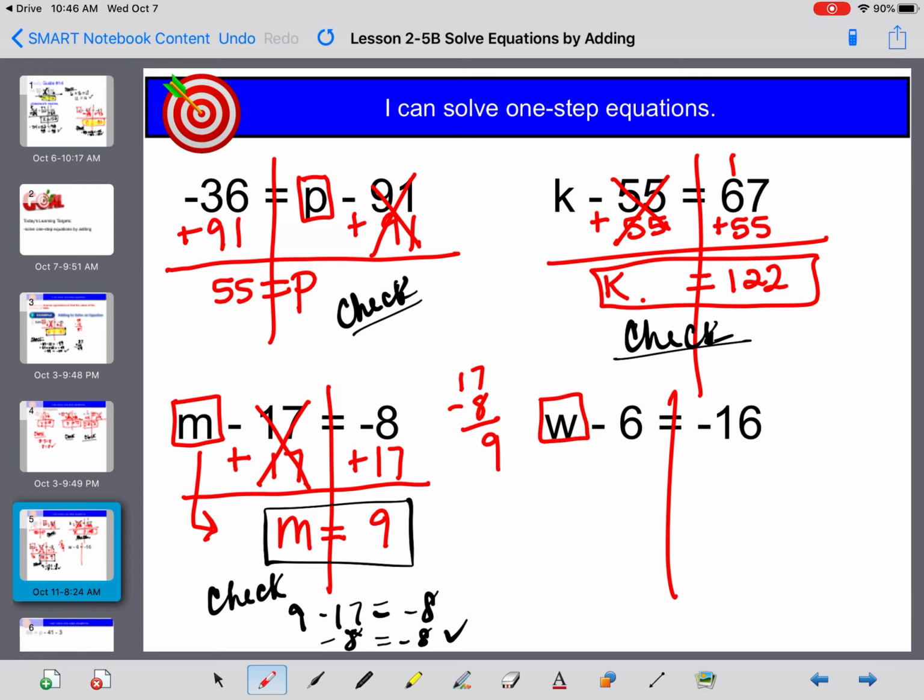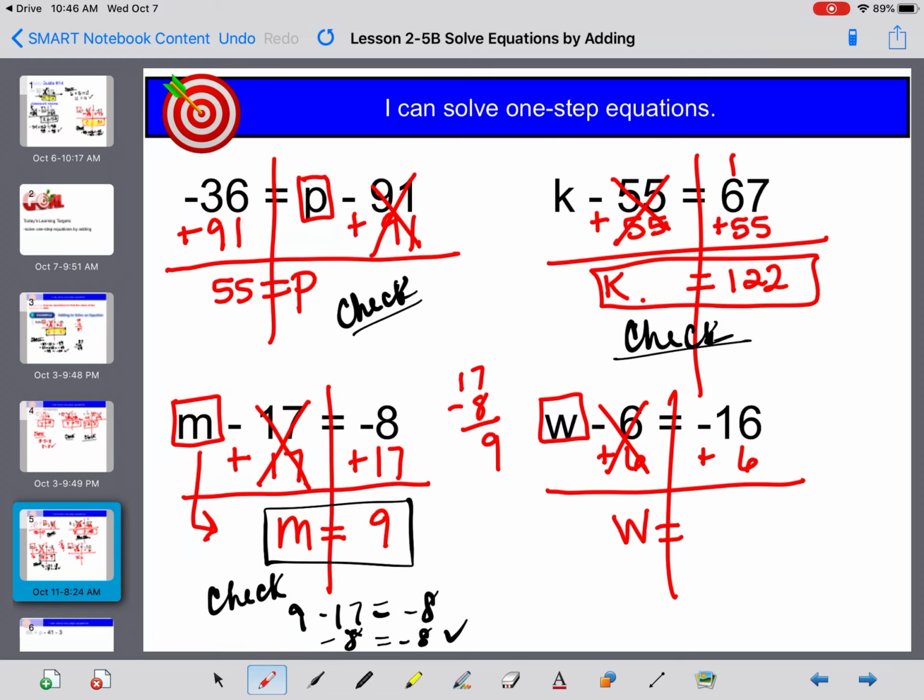I'm trying to find out the value of w. I do that by using inverse operations. W minus 6 means that I need to do the inverse and add 6. I write plus 6 immediately before I do anything else. I write plus 6 on both sides. Notice I'm always working from the side that has the variable.